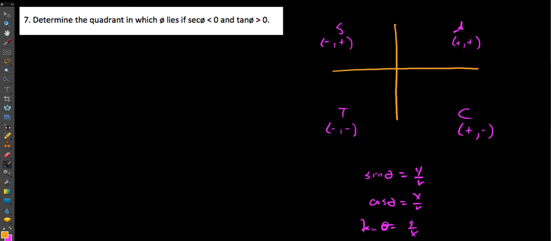Each of these letters around the outside gives us an indication as to which trig function out of sine, cosine, and tangent is positive within that given quadrant. Okay, so I just want to make sure that we're always comfortable using this to determine where we might be.